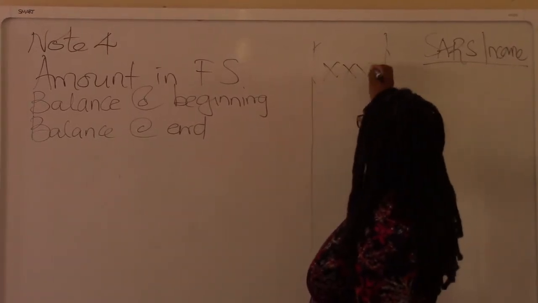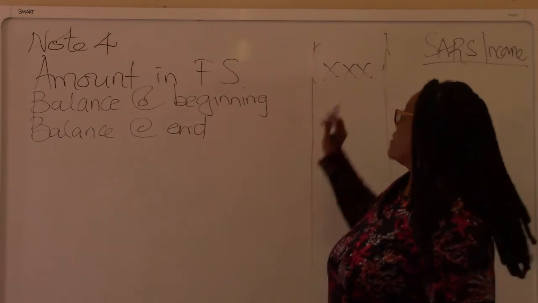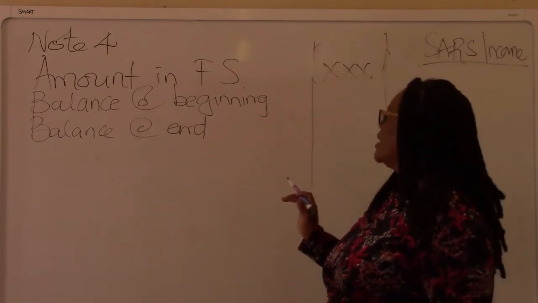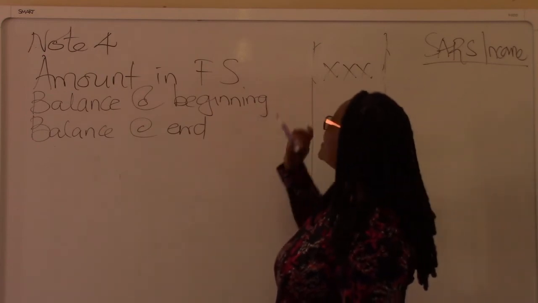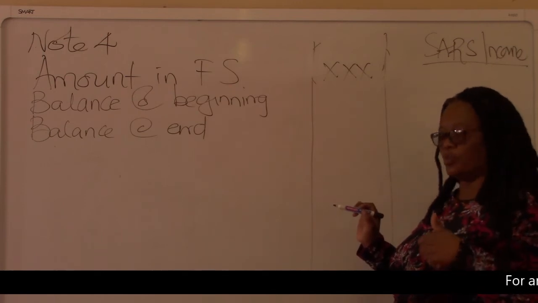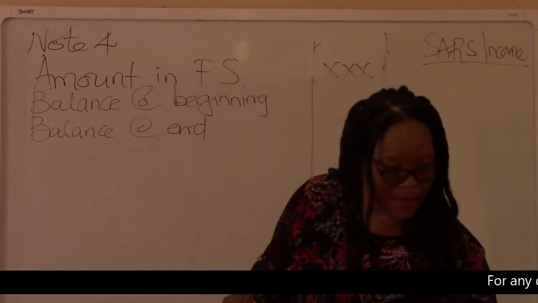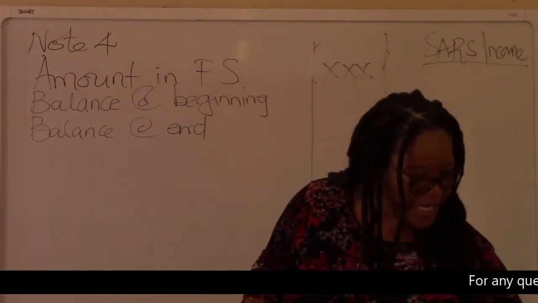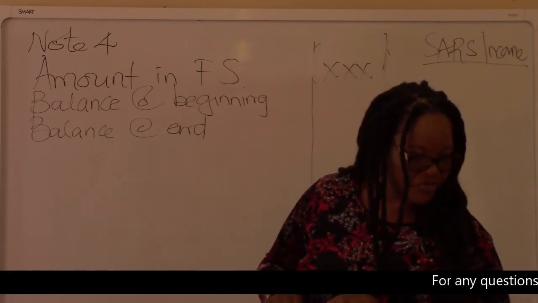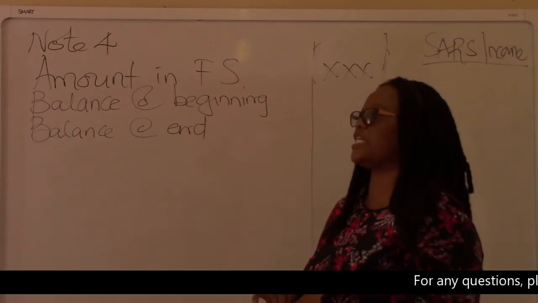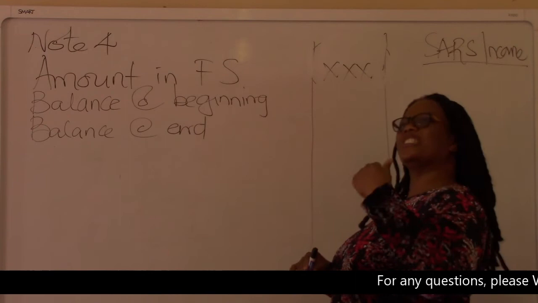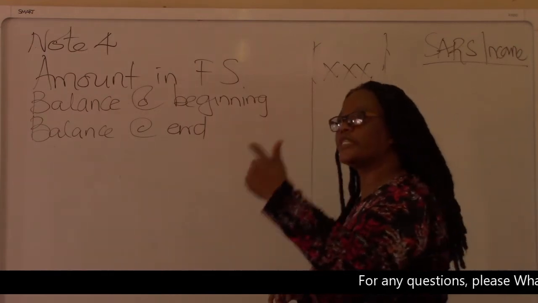Let me just use X's now. Remember, we said this one will always be a negative. Now, I want to start with the balance at the beginning. This time, I want to assume that the balance is appearing as a liability. For instance, here, income tax, trade, and other payables. It is appearing as a liability. It means that we owed SARS.